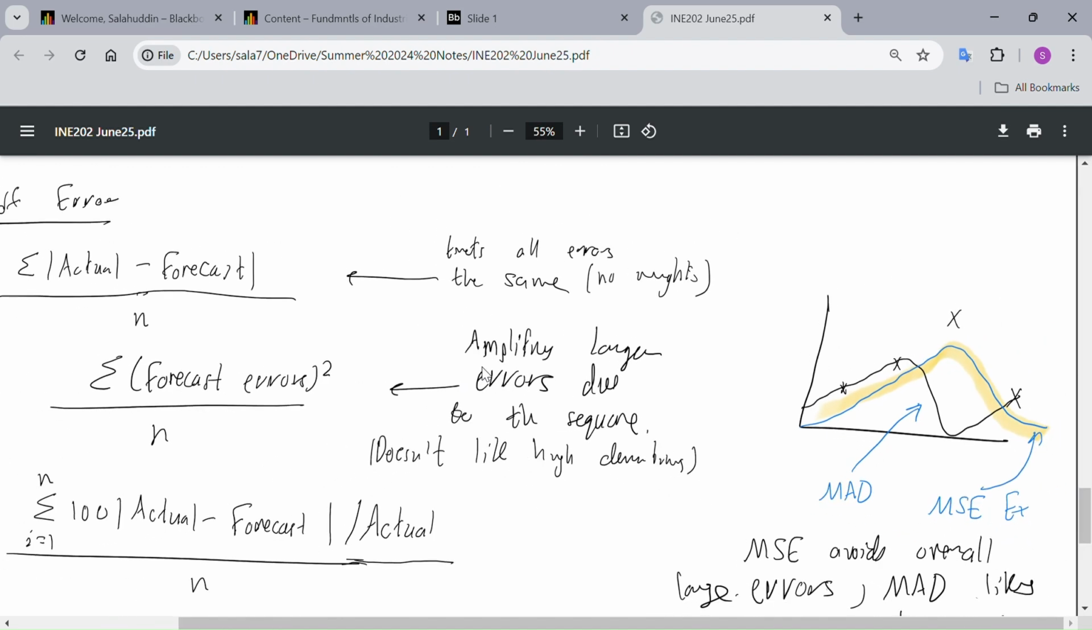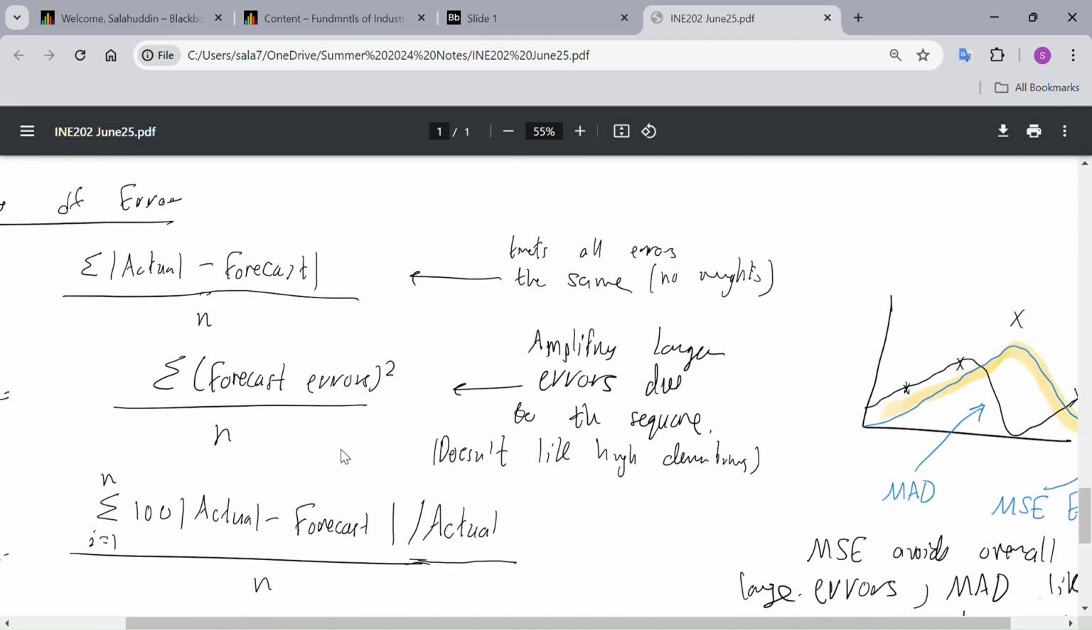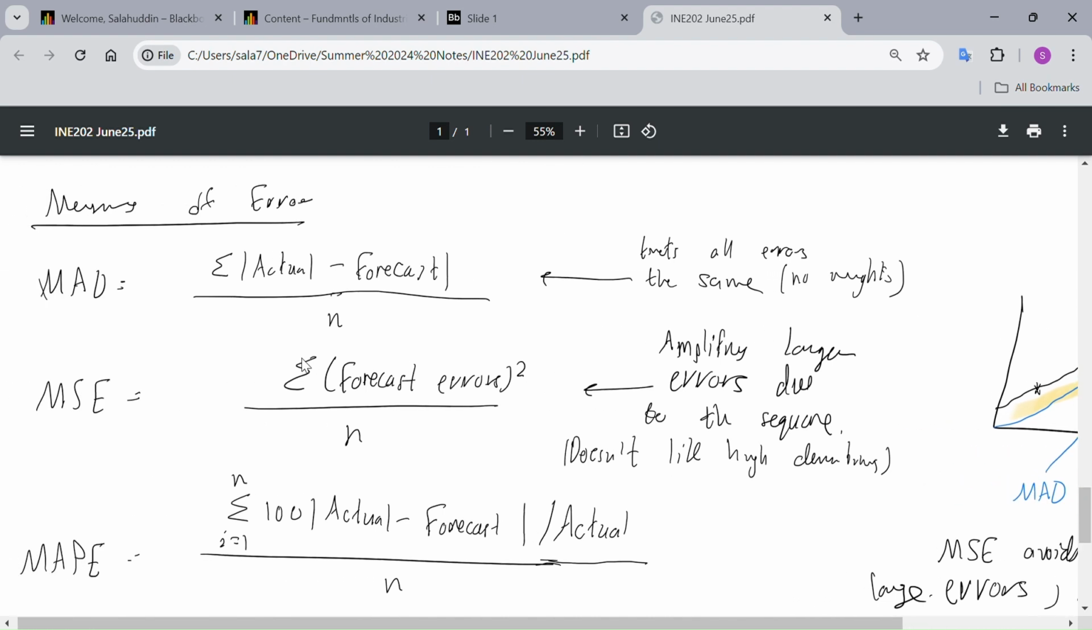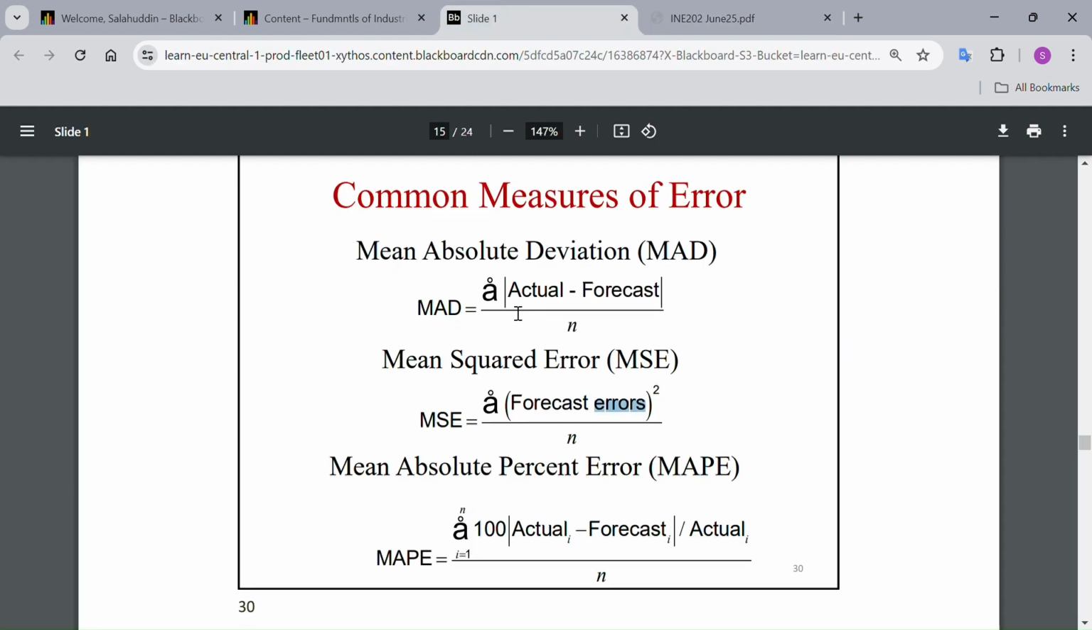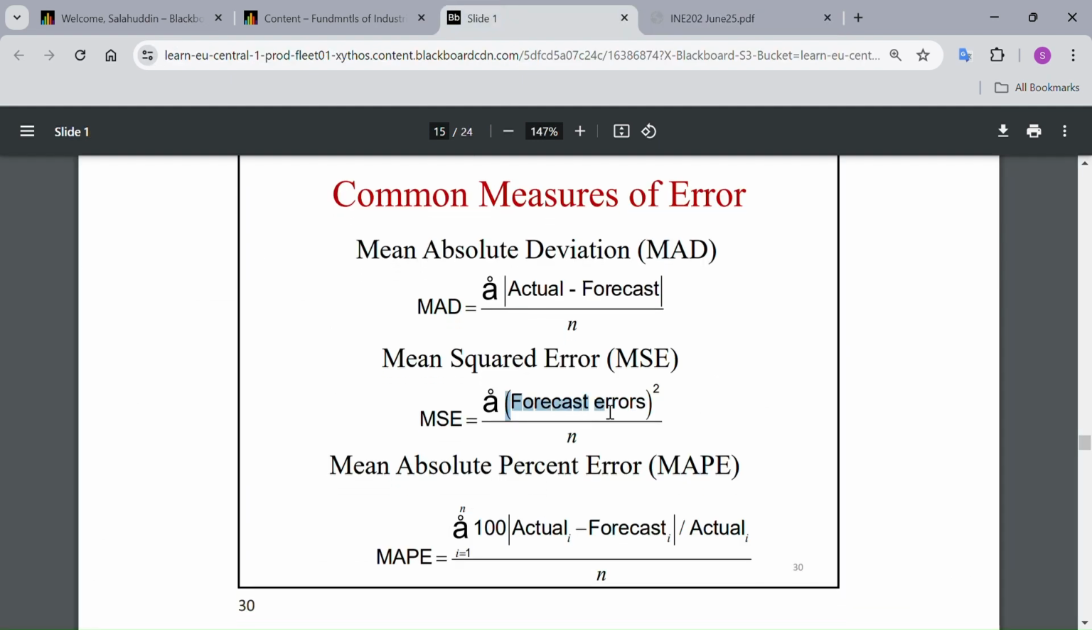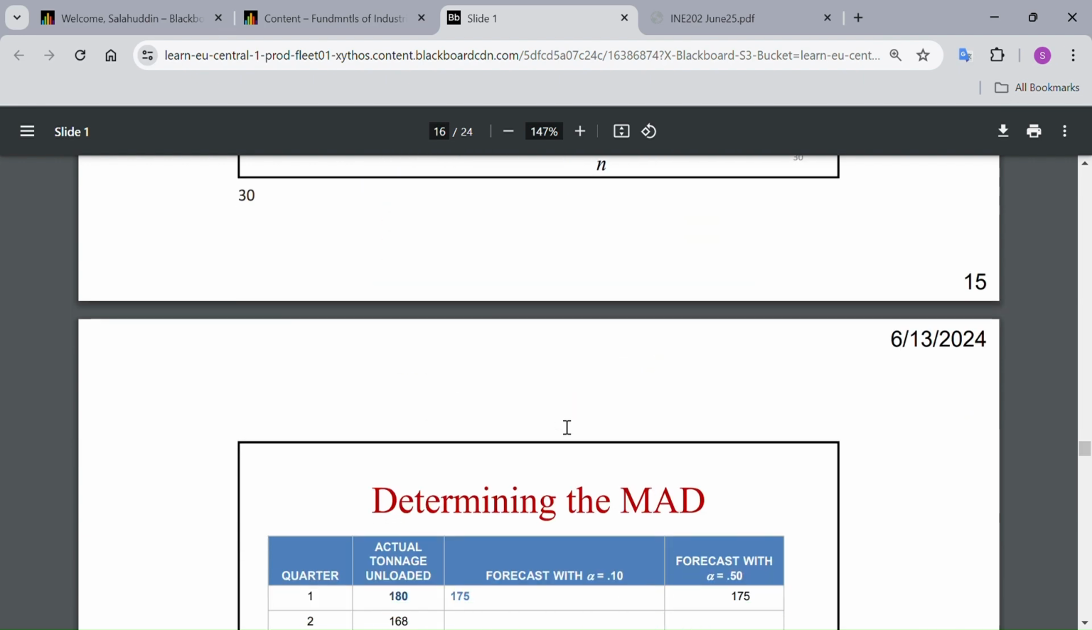So no, it amplifies. Again, I was correct. MSE amplifies errors due to the square. This is an obvious thing, okay?